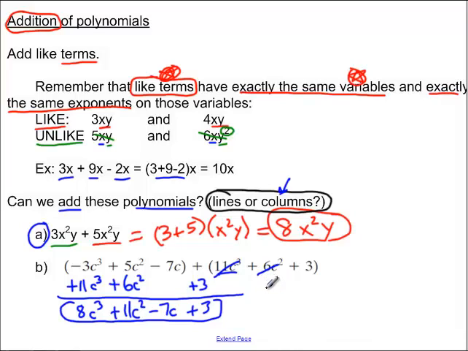Here's the polynomial in green. 4w squared minus 2x is our first polynomial. We're going to add the polynomial 3w squared plus 4x squared plus 6x. Answer that one for me in green.